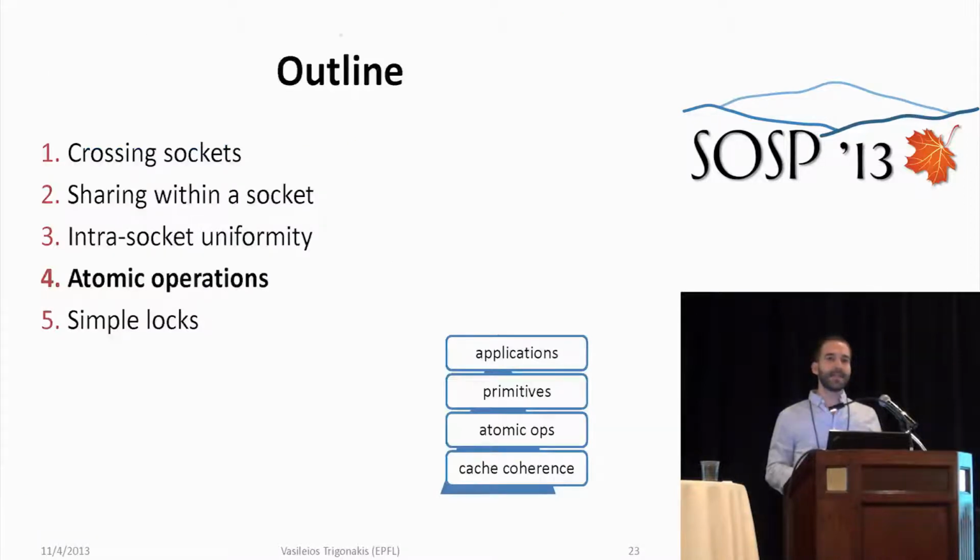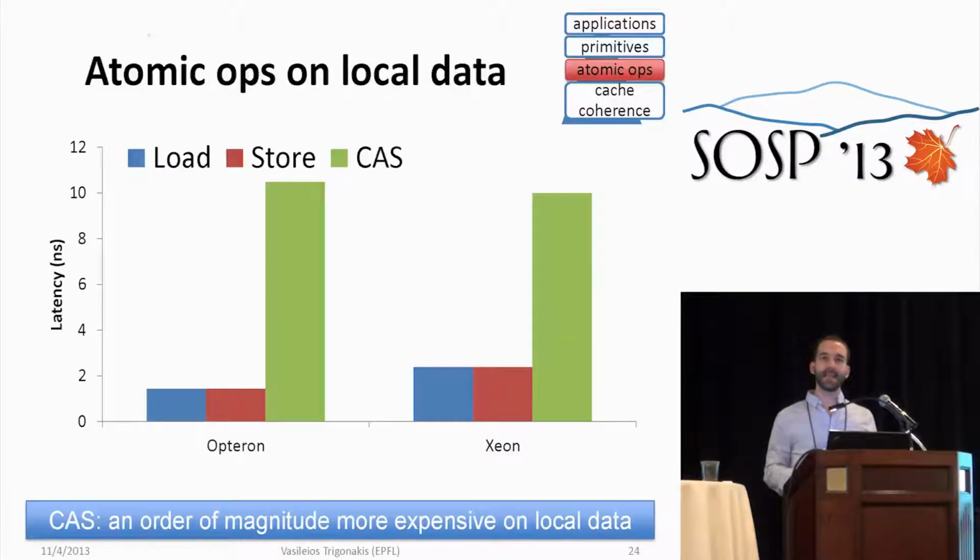So let's now see the latencies of loads, stores and atomic operations on our multi-sockets. And first see these latencies when the data are locally cached in the L1 cache of the requesting core. So in this case, you can immediately observe that a compare-and-swap is significantly more expensive than a load or a store on both Opteron and Xeon. And actually, a compare-and-swap in this case is an order of magnitude more expensive than a load and a store.